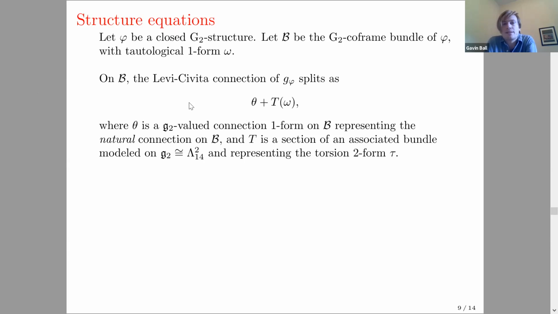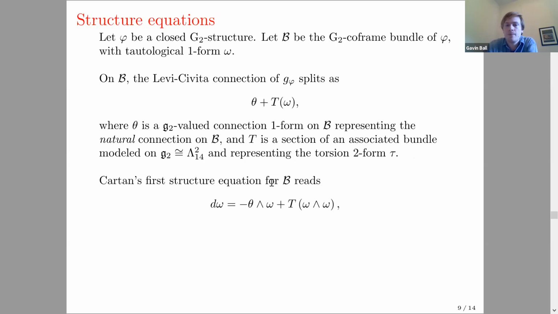But when it's closed, the piece that lives in R7, what I call T of omega here, you can actually write it as T of omega, where T is some section of an associated bundle modeled on the Lie algebra of G2 itself. So this T represents the torsion 2-form, and it contains essentially the same information as the torsion 2-form. So our Levi-Civita connection splits, which means that Cartan's first structure equation splits as well. Cartan's first structure equation would say that d omega is equal to minus the Levi-Civita connection wedge omega. But we have the splitting, so we have this other connection form theta, this natural connection on B, and then we have this torsion piece in my first structure equation.